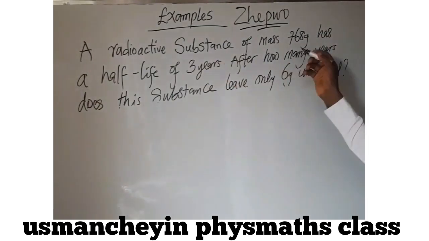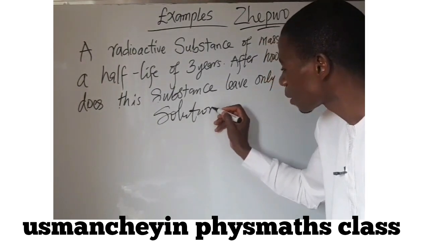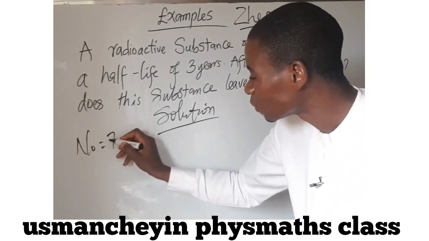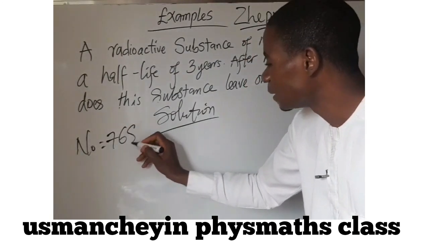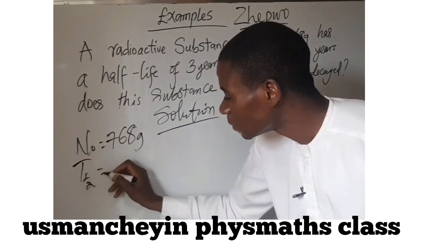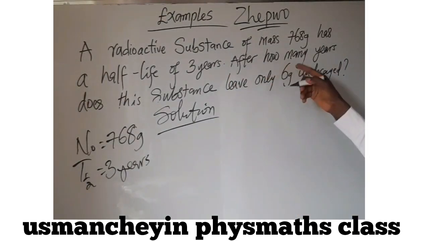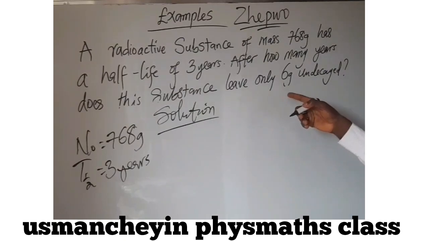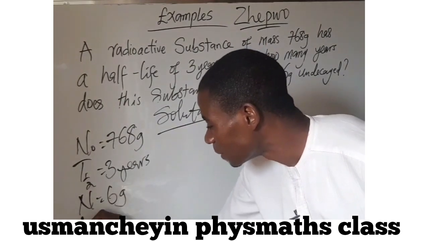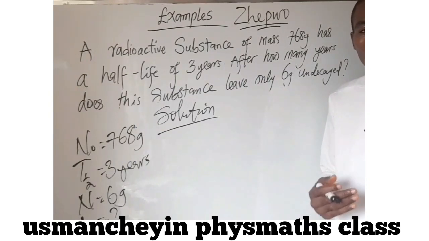A radioactive substance of mass 768 gram. So we can set the mass, which is N naught, equal to 768 gram. Now the half-life is 3 years. After how many years does this substance leave only 6 gram? So we can say N is equal to 6 gram and time t is equal to question mark. Remember, we are using the ZHEPWO method.